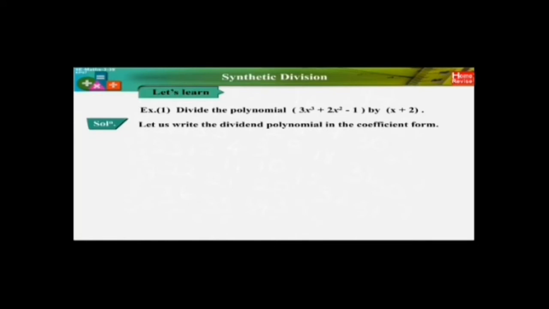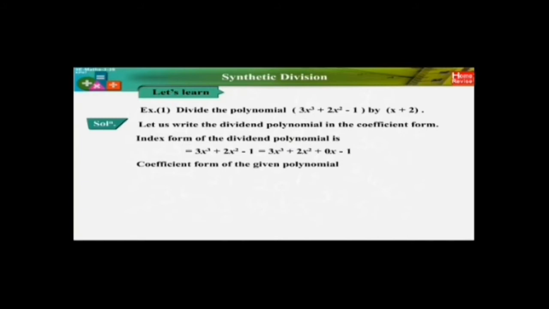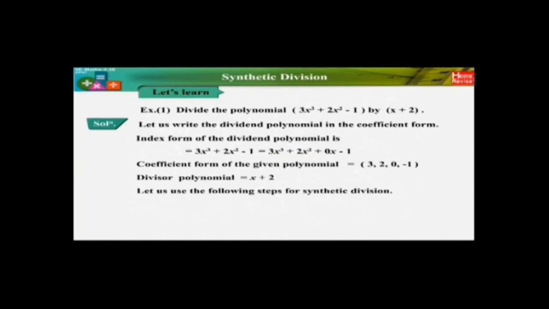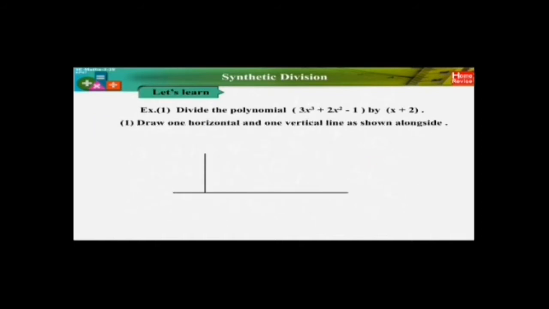Solution. Let us write the dividend polynomial in the coefficient form. Index form of the dividend polynomial is 3x cubed plus 2x square minus 1, which is equal to 3x cubed plus 2x square plus 0x minus 1. Coefficient form of the given polynomial is 3, 2, 0, minus 1. Divisor polynomial is x plus 2. Let us use the following steps for synthetic division.